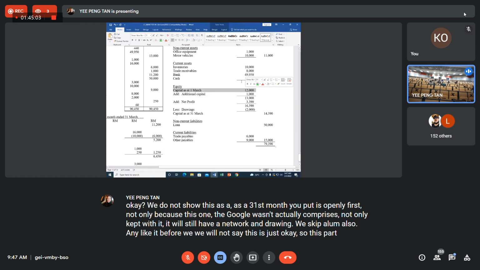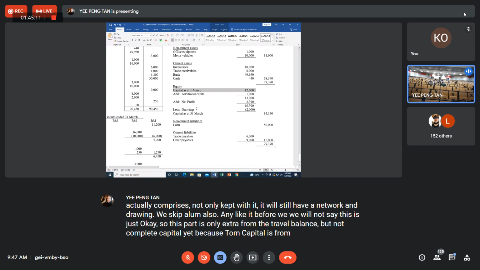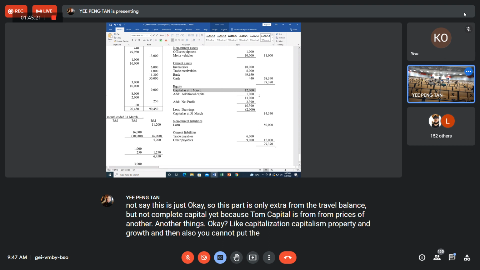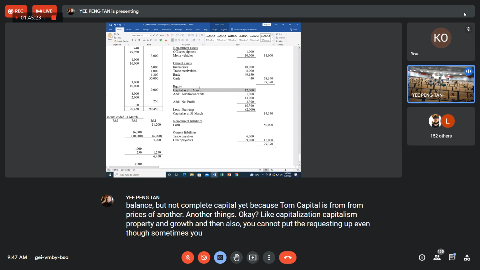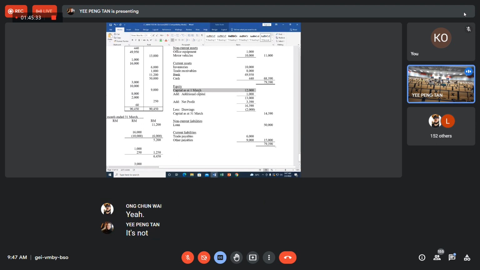Okay, so this part is only extracted from the trial balance, but not complete capital yet, because capital comprises of other things. Okay, like additional capitals, net profit, and drawing. Understand? So you cannot put the 31st March, even though sometimes we extract it from the 31st March, but we do not denote it as the 31st March. Okay, what I mean or not? Yeah, because it's not complete yet. You cannot say this is the 31st March. Okay.